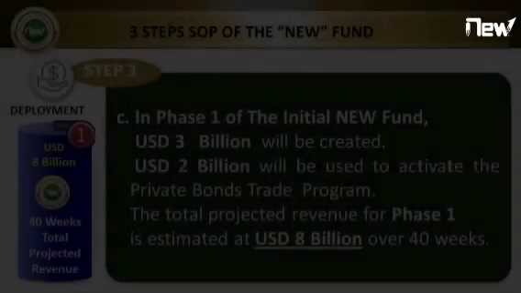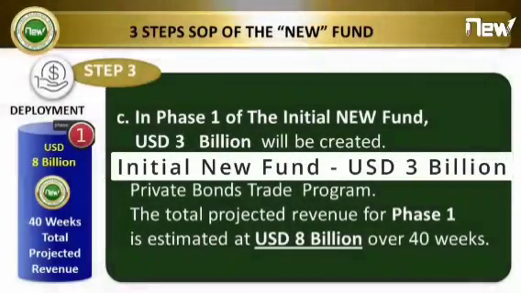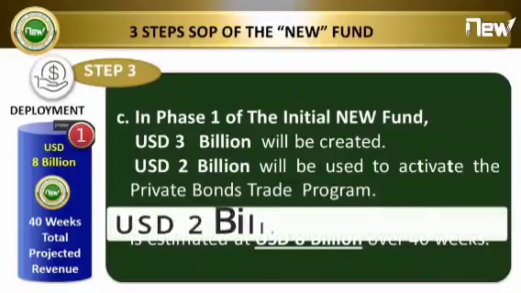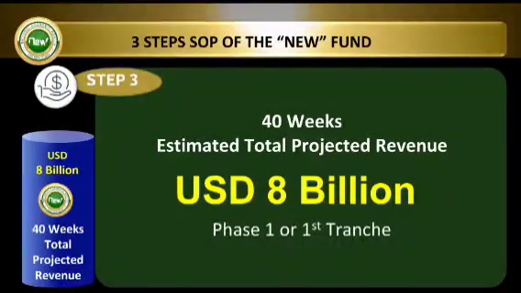Henceforth, the initial new fund of $3 billion M1 money supply would be created. $2 billion will be blocked in the central bank, only to be used to activate a private bonds trade program. Over 40 weeks, the total projected revenue from the private bonds trade program is estimated at $8 billion.